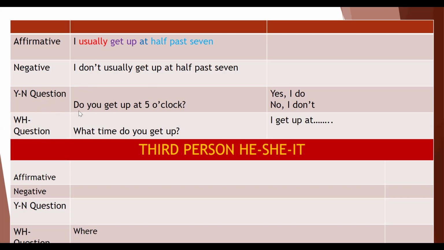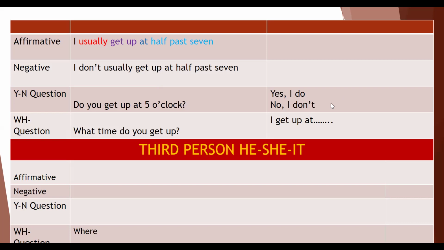The yes-no question, remember that for the yes-no question we use the auxiliary do or the auxiliary does. In this case, we have the pronoun I. For that reason, we use do. And the question is, do you, then the verb get up and the time. Do you get up at 5 o'clock? And you say, yes, I do.